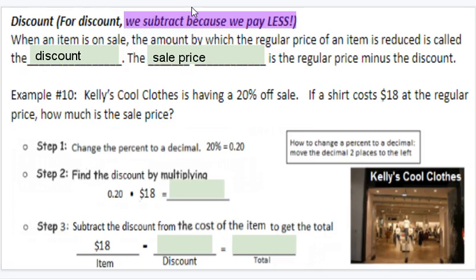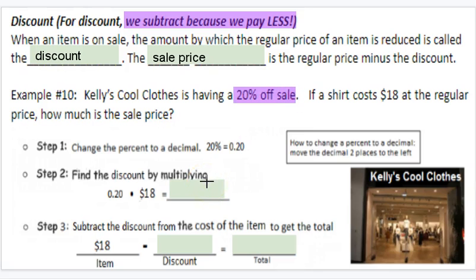So here's an example. Kelly's Cool Clothes is having a 20% off sale. If a shirt costs $18 at the regular price, how much is the sale price? So I'm going to get my highlighter again so we can start looking for keywords. So right here, here's what's telling me what I need to know.